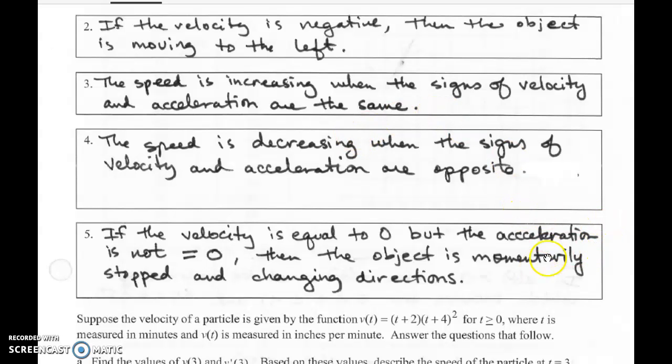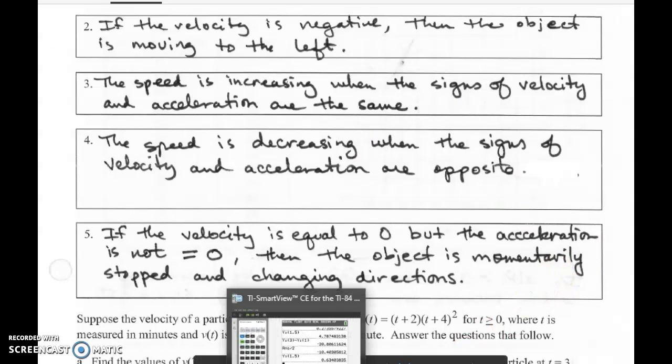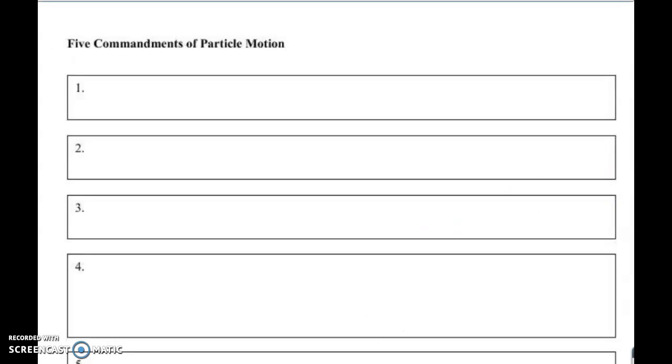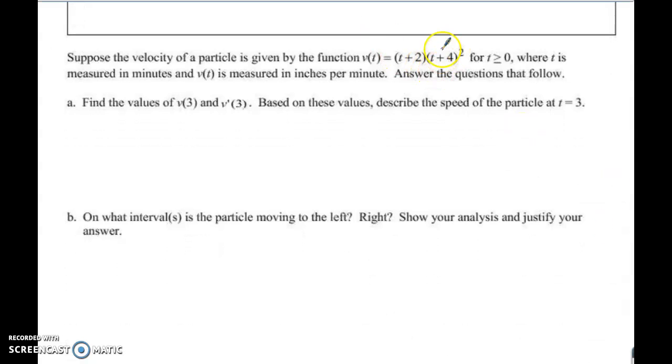So go ahead and pause this as I go back to our notes. So we have this problem. I don't believe we need a calculator to do this. We'll see. But notice that they give you the velocity, and we can answer these following questions.